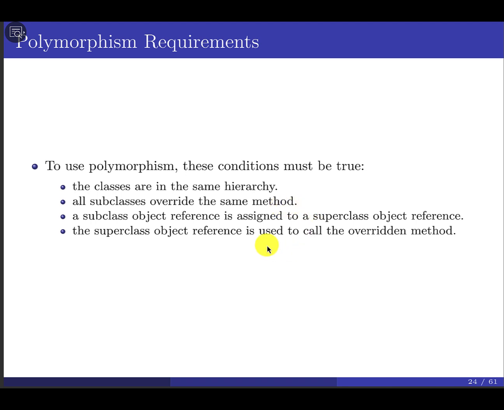Good. Override means, remember, I'm not going to change the structure, the signature or the header of the method, just the content, just the implementation. Then the last one is that the superclass object reference is used in order to call the overridden method. That's confusing sometimes. In this case, I have shape, let's say S equals whatever, create object. Then I'm going to say S dot compute area.